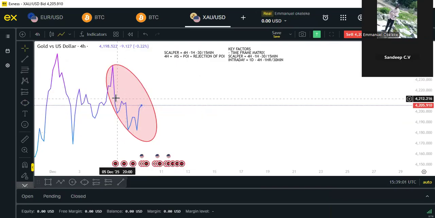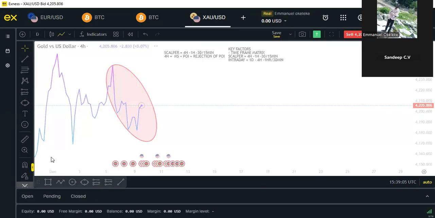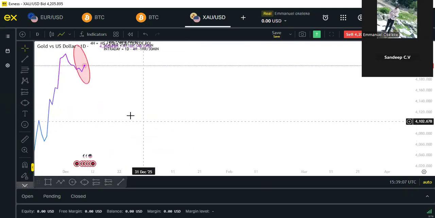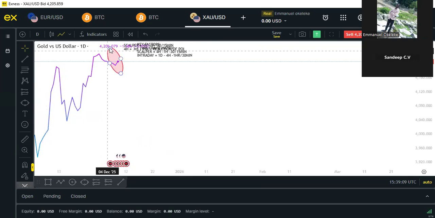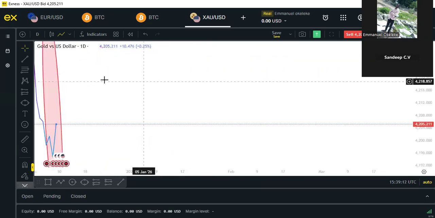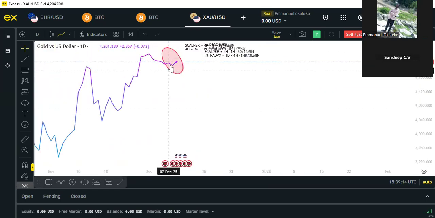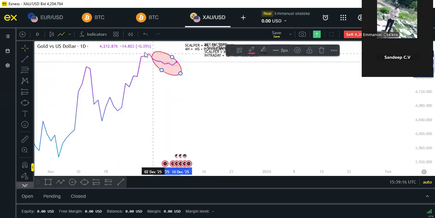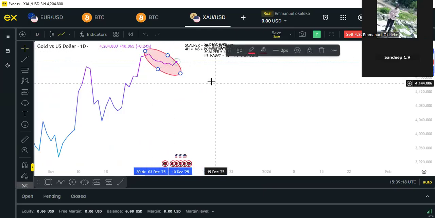Bearish market. This is a bearish market. Good. So now let's take a peep into the daily. Let's see if the daily is also bearish. If you look at the daily, all the way from the top here, it is giving a bearish move from this level. So that is to tell you that our time frames are in alignment.